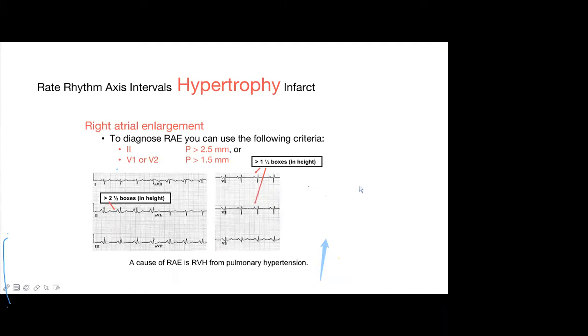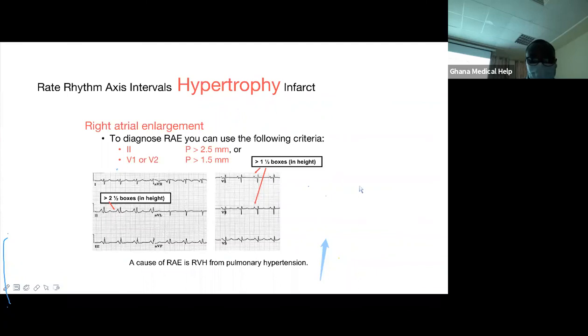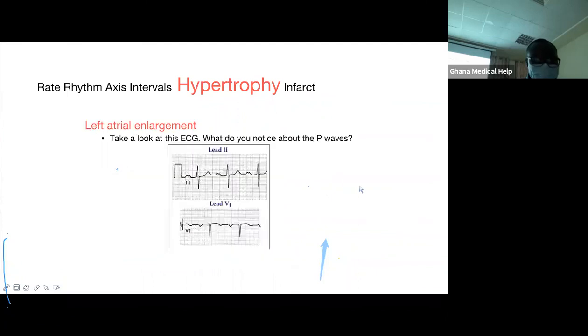All right. So this just shows what we have essentially gone through. The cause of right atrial enlargement is right ventricular hypertrophy, usually from pulmonary hypertension. So let's take note of that. Now that we are done with the right side, let's look at the left side. Now that I've explained it to you, Augustina, you have to tell me how we diagnose left atrial enlargement by combining lead 2 and V1.